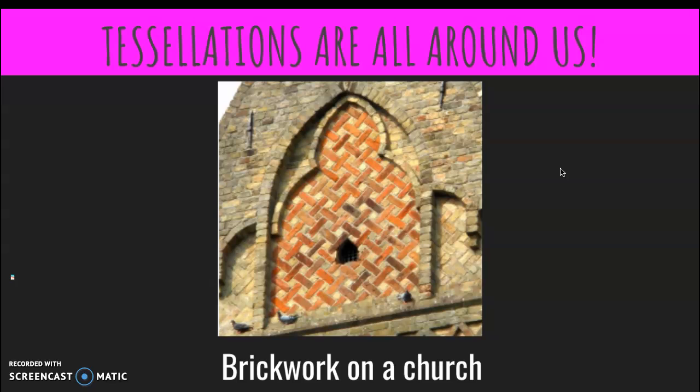One of the places that you can often find tessellations is in architecture. And here you can see in the brickwork on this church, there are two separate tessellating patterns. You have the brickwork up here that is just rectangles, and then here you have a combination of rectangles and then squares in the middle that tessellates over and over to make this church look so much more beautiful and fun to look at.